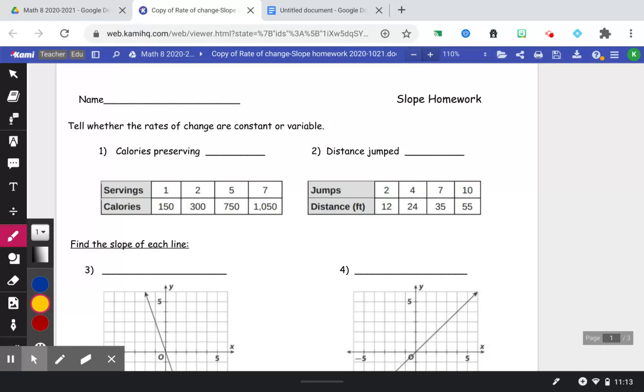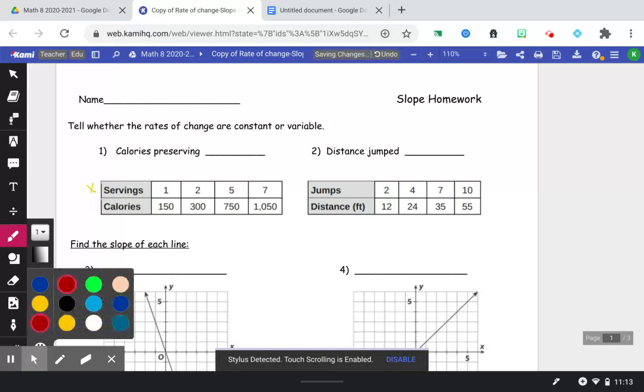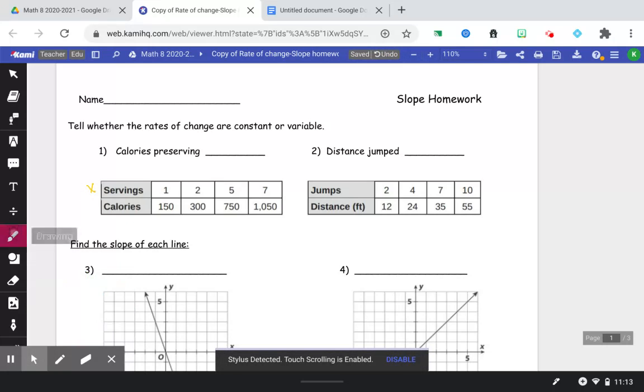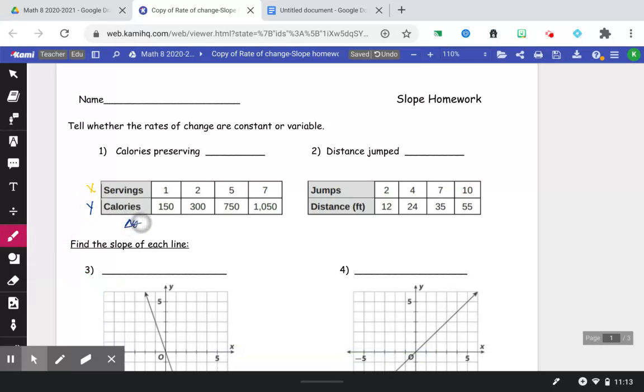All right, so let's see here. Going back and looking at number 1. So this is constant. Remember, when you're finding the rate of change, this would be your x. Let's change my color here. This would be your y. So rate of change is the change of y over the change of x.